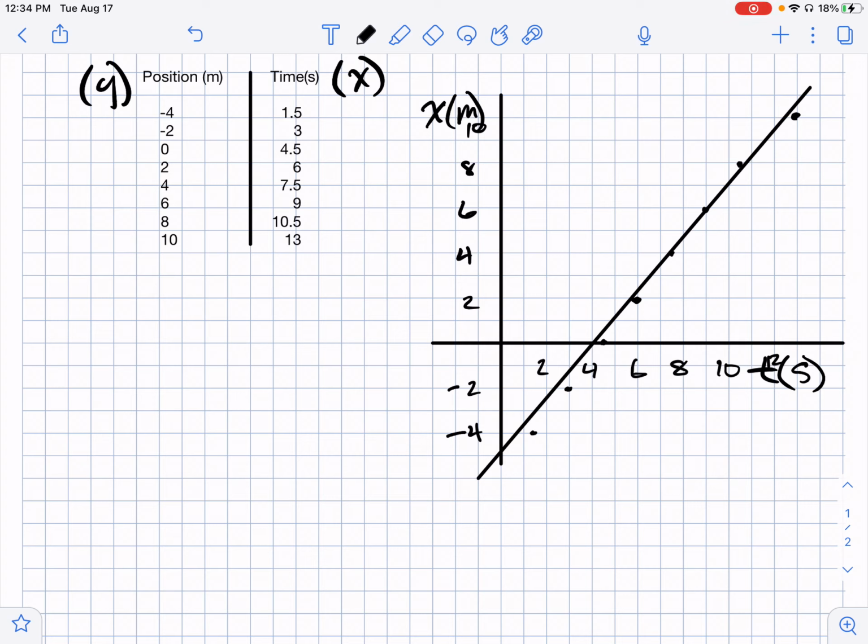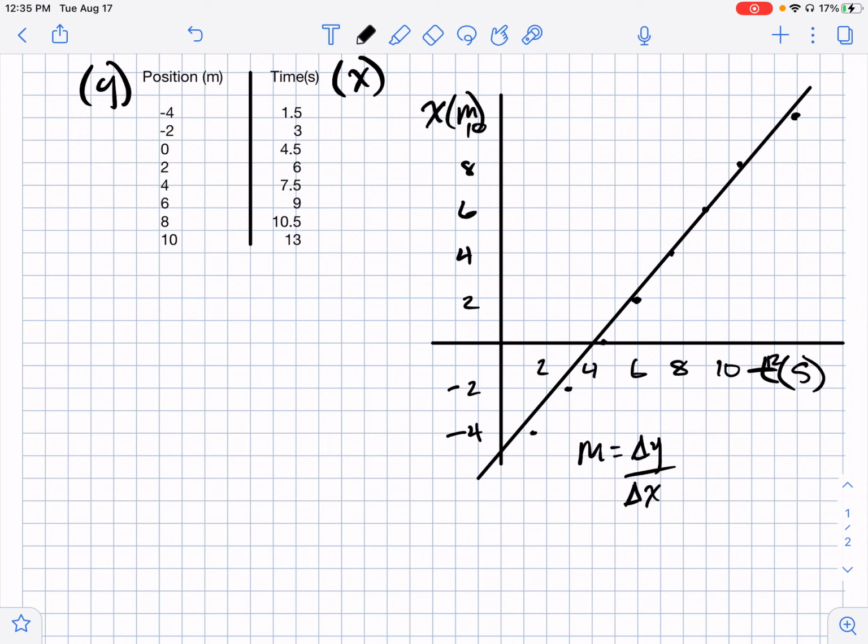Once you make your best fit line, the next step is to find the slope. And if you remember, to find the slope, we use our equation m is equal to the change in y all over the change in x. We don't want to pick two random points from our data table because the line might not go through there. So we need to find some points on our graph that go through this trend line that we made, this best fit line.